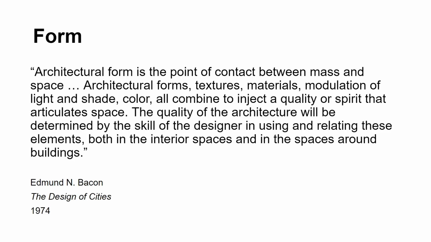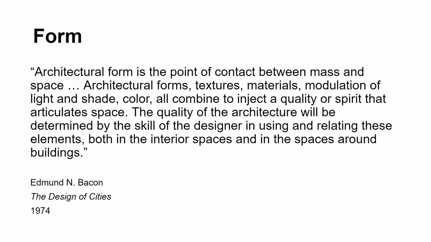In architecture, form is the point of contact between mass and space. So architectural forms, textures, materials, modulation of light and shade, and color all combine to inject a quality or spirit that articulates the space. The quality of architecture will be determined by the skill of the designer in using and relating these elements, both interior spaces and the spaces around buildings.